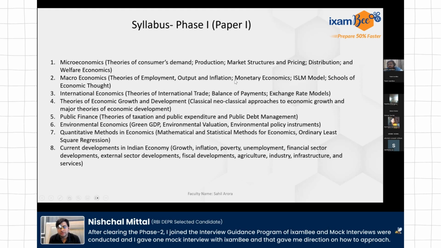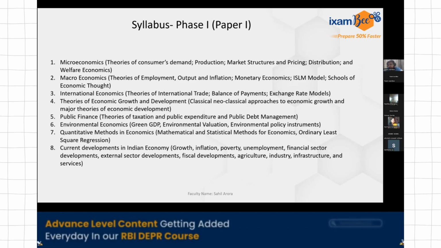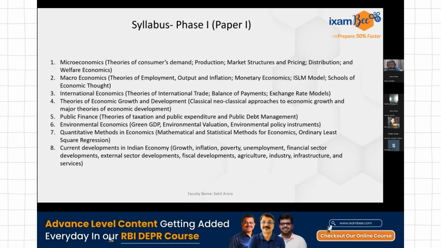In the case of output and inflation, I have seen questions related to what is the relationship between output and inflation, what is Okun's law, what is the relation between unemployment and inflation, what is inflation, or more factual questions like what is current inflation, how we are targeting the current inflation, and so on and so forth.